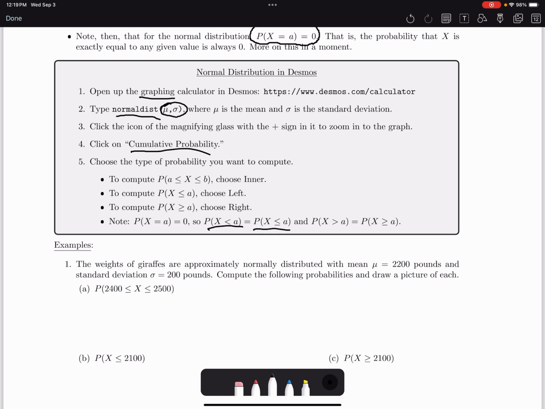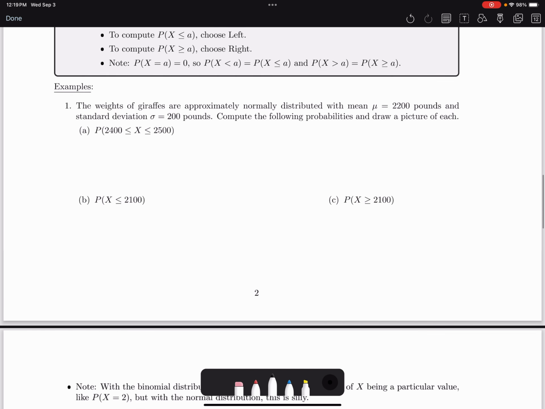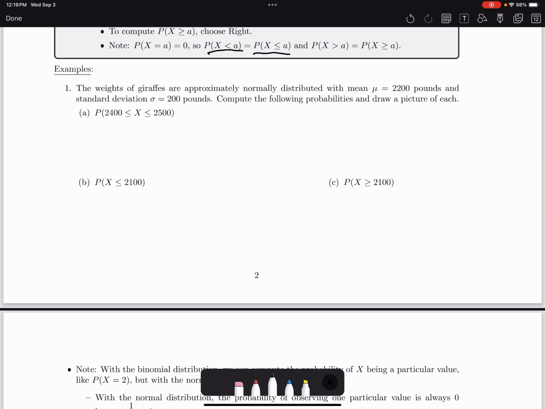So let's get to it. Let's just look at some examples. Number 1 here says the weights of giraffes are approximately normally distributed with mean mu equals 2,200 pounds and standard deviation sigma equals 200 pounds. Compute the following probabilities and draw a picture of each.